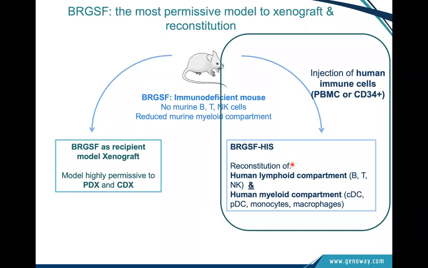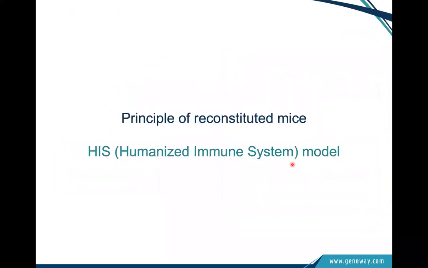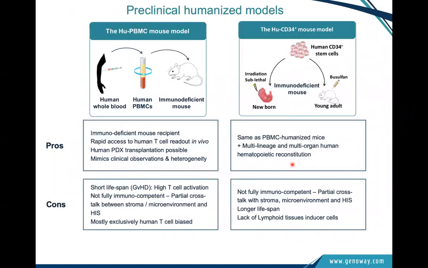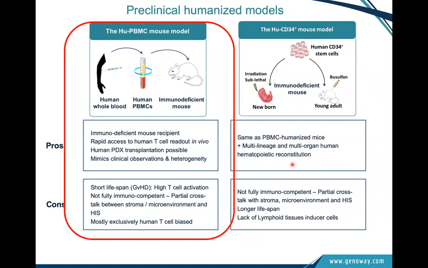Now, what's the other part? The other part is to use those mice for reconstitution with human cells. When it comes to reconstitution, you have different ways to do it. You may reconstitute your animal with PBMCs. To be honest with you, that's not really what we do at genOway. We don't reconstitute with PBMCs because when you do, you have an immune response which is mainly T cell biased, and you will start to have a GVHD very soon after the reconstitution. So those models never last more than 3 to 4 weeks in general.